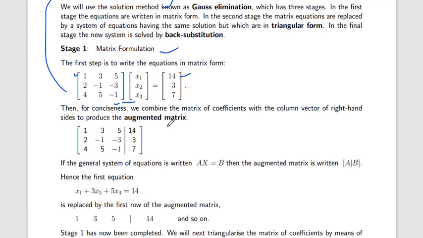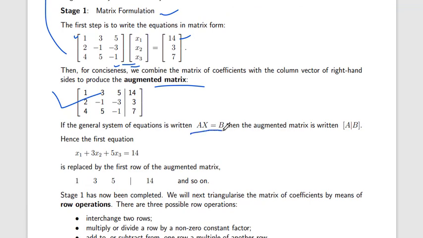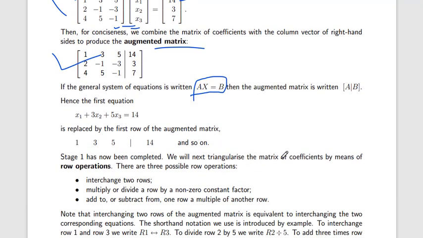Now we have to make the augmented matrix. What is an augmented matrix? We remove x1, x2, and x3 and keep 14, 3, and 7. This is the augmented matrix, which is also called the AX equals B form. Now our second step is row operation.